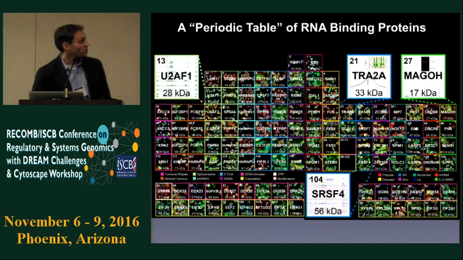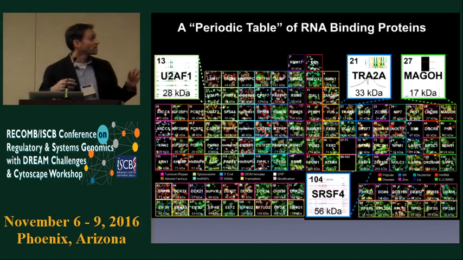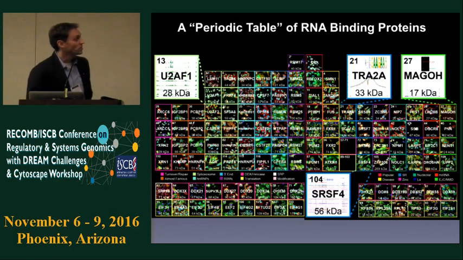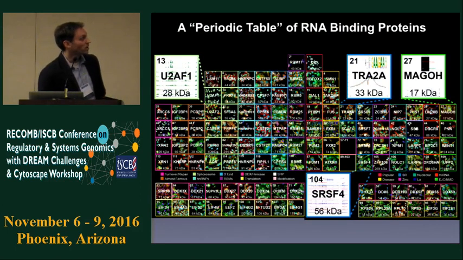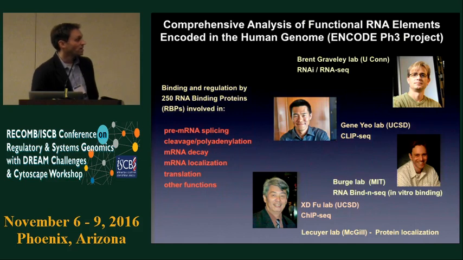Okay, and I just want to mention at the end that we're also involved in this ENCODE Phase 3 project, which is to create a periodic table of RNA binding proteins using a variety of assays, so our RBNS assay, as well as ChIP and CLIP and knockdown RNA-seq, and these are some of the players in that. I'd be happy to talk to people about that work as well.